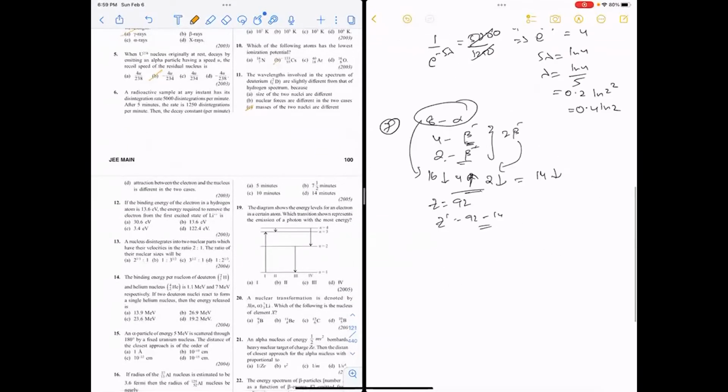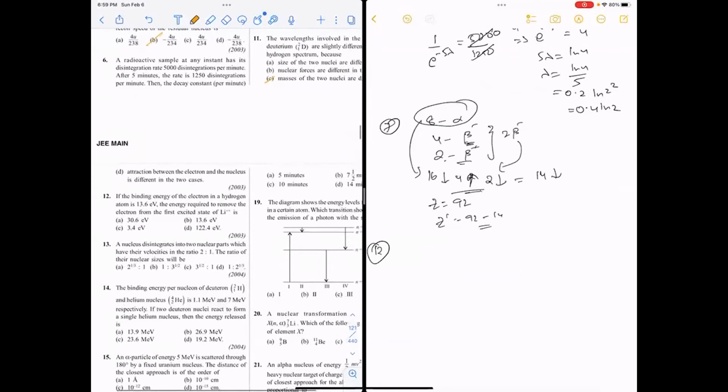12th question, give it a try. The binding energy of an electron in a hydrogen atom is 13.6 eV. The energy required to remove the electron from the first excited state of lithium. See, if this is the nucleus, this is the ground state. So n equal to 1 is the ground state, n is equal to 2 is the first excited state. So first excited state means n is equal to 2. Second excited state, what is the n value?